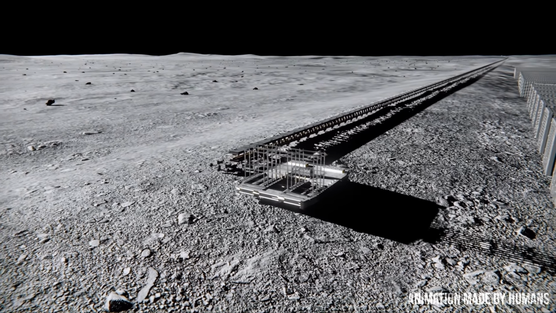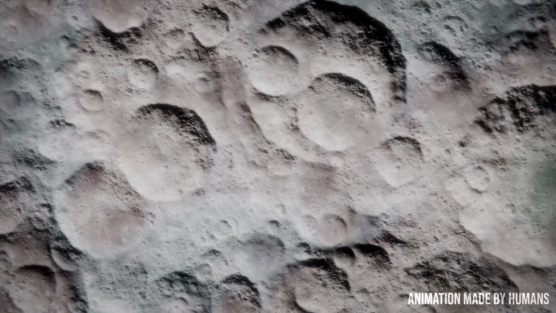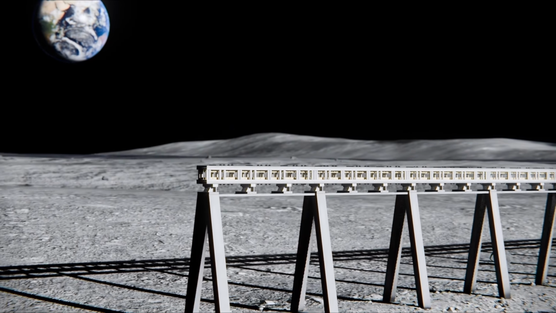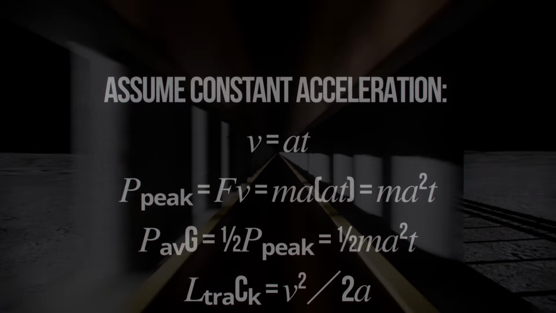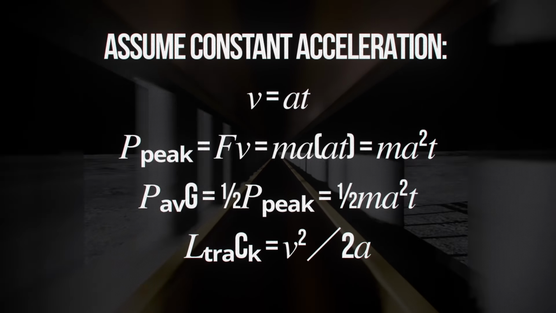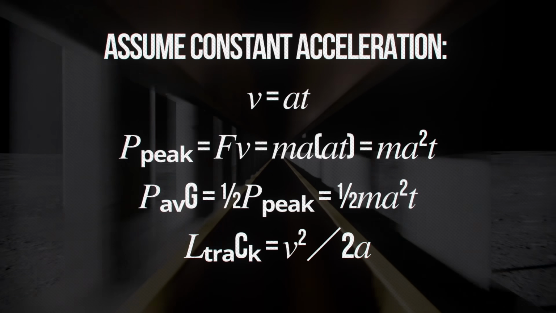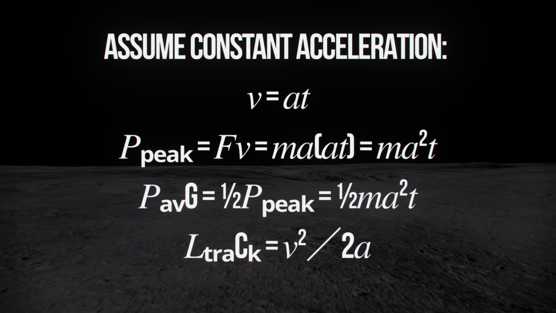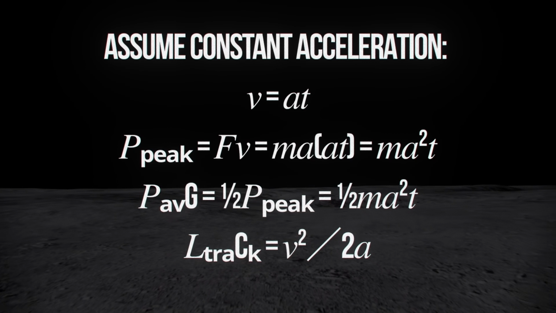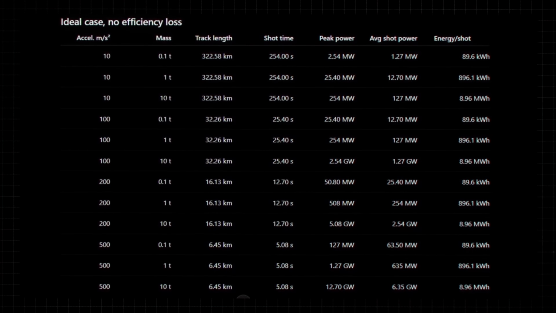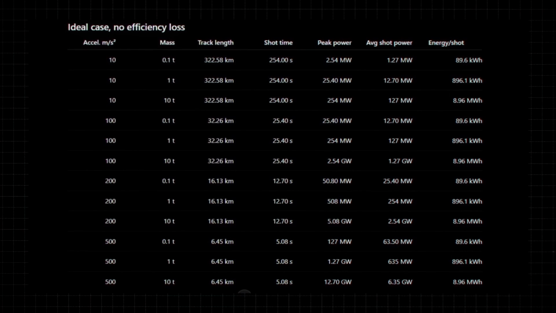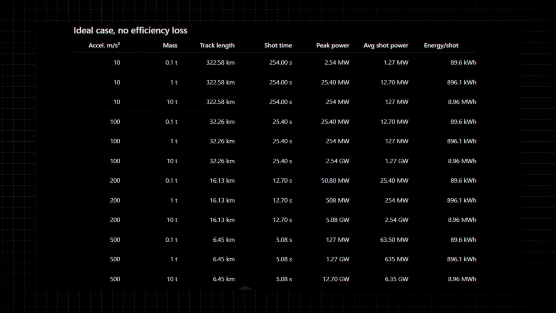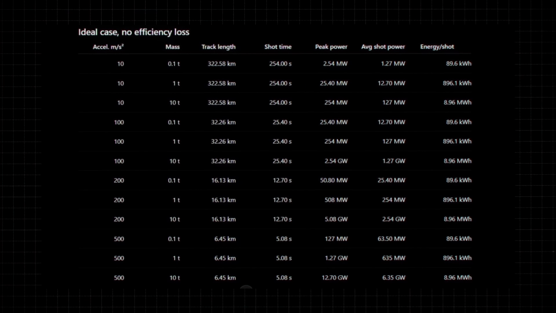So to start, if we hold acceleration constant, then the force is constant, but the power is not, because power is force times velocity, and velocity keeps rising, so power peaks at the muzzle right before the payload exits. Assuming a constant acceleration launch, that peak power is mass times acceleration squared times time, and the average power is half of that. And the track length is velocity squared divided by 2 times acceleration. If we assume a fixed target velocity of 2.54 kilometers a second, then we can make a table showing the lengths and peak power at different accelerations for 10, 1, and 0.1 ton payloads.